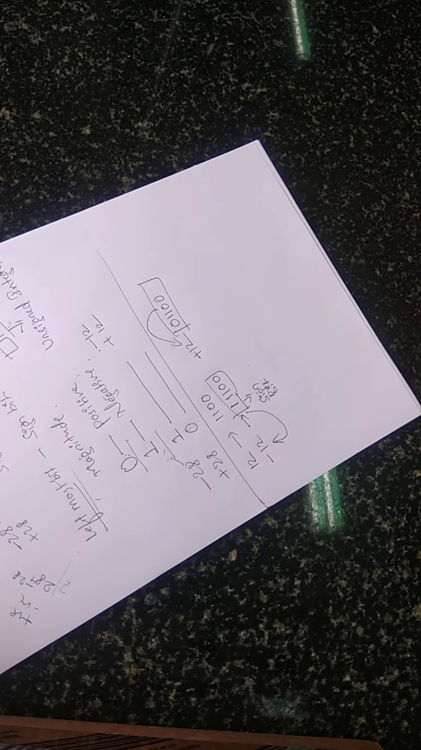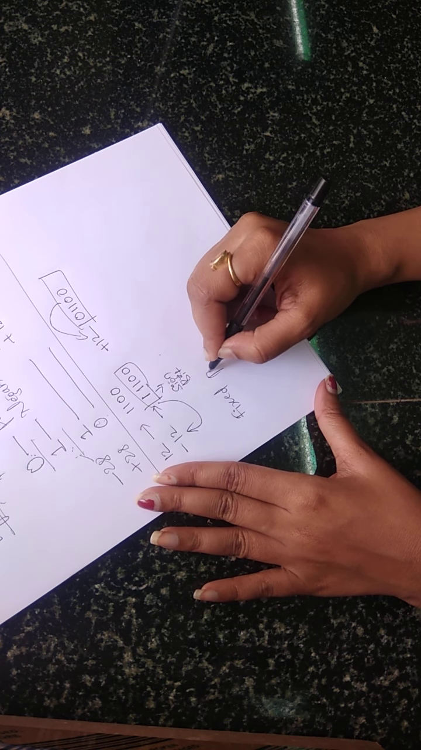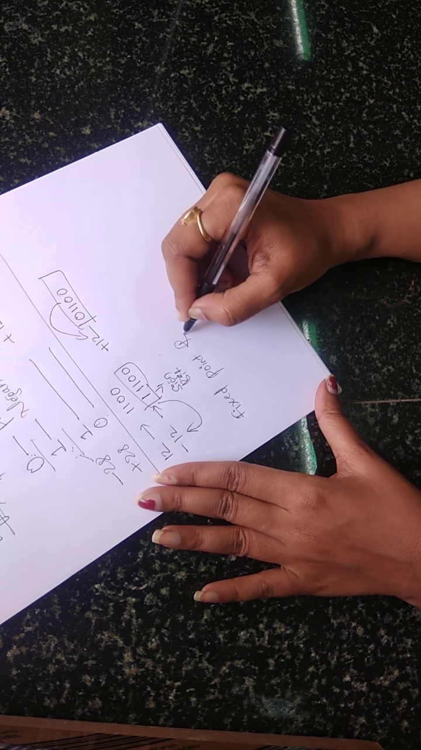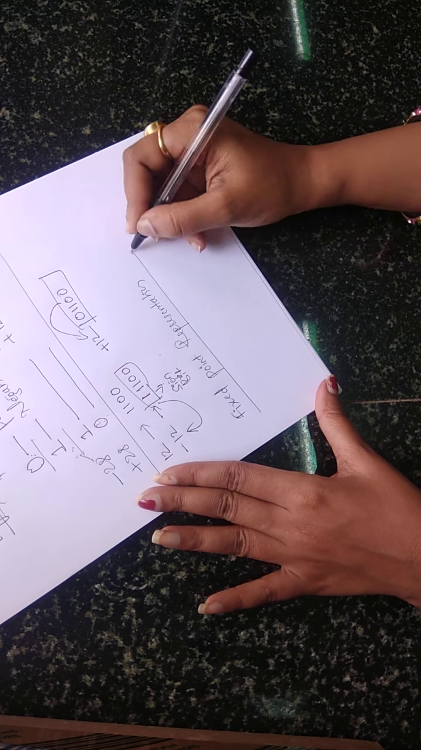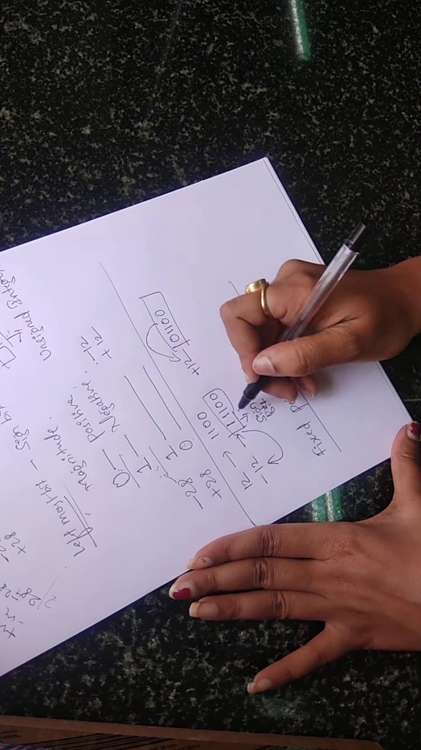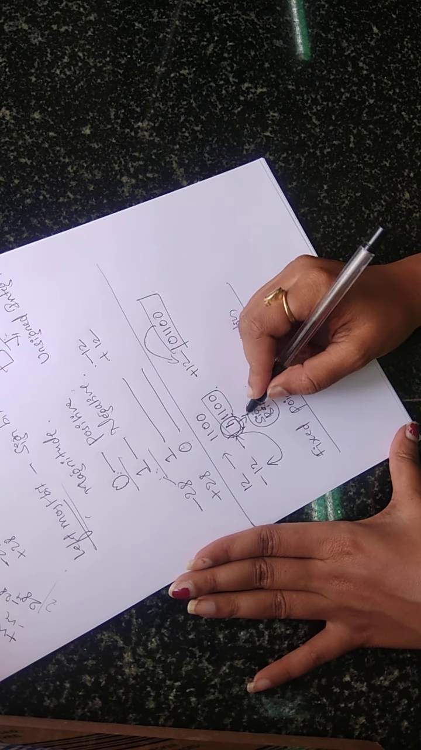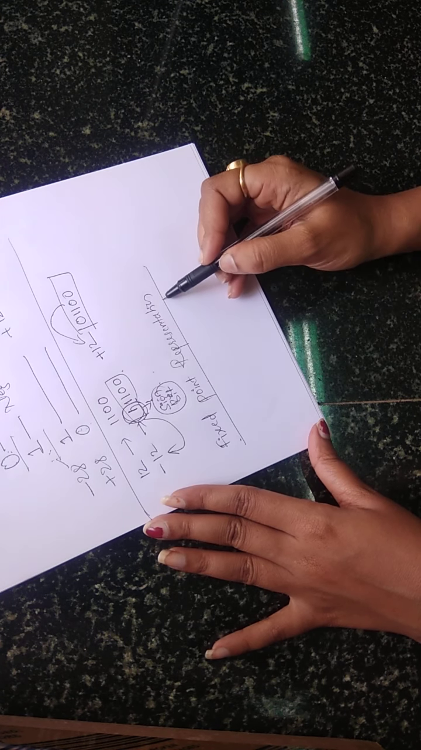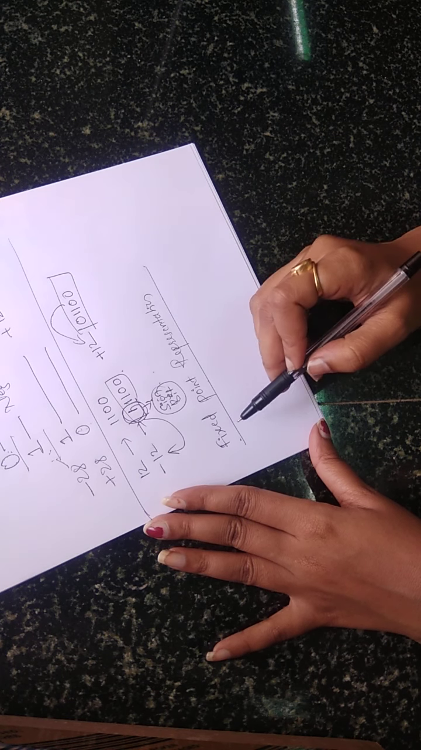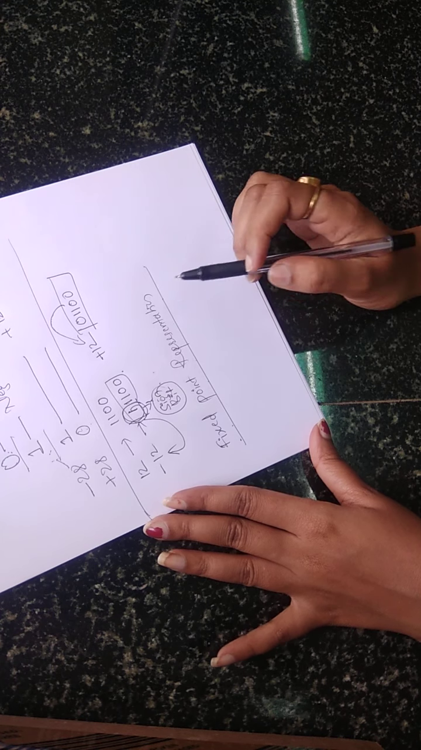Yeah? So this method is called fixed point representation. So what do you mean by fixed point representation? For a binary number, if the leftmost bit is the sign bit, fixed to represent the sign of the given number, then that format is called fixed point representation.